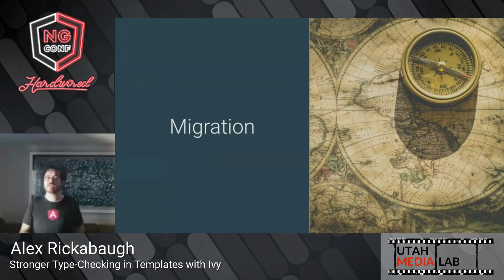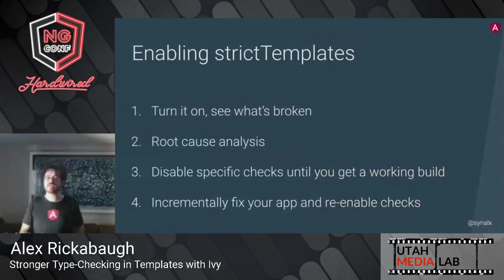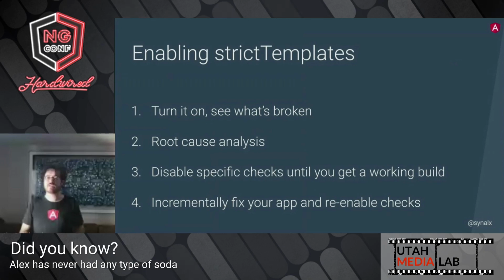There's probably going to be some failures, and it's annoying to have to fix all of them before you can turn the flag on. Unfortunately, we've designed strict templates for incremental adoption. So you can do that in 4 steps. And step 1 is the easiest. You turn on the flag and drink from the fire hose of failures, right?